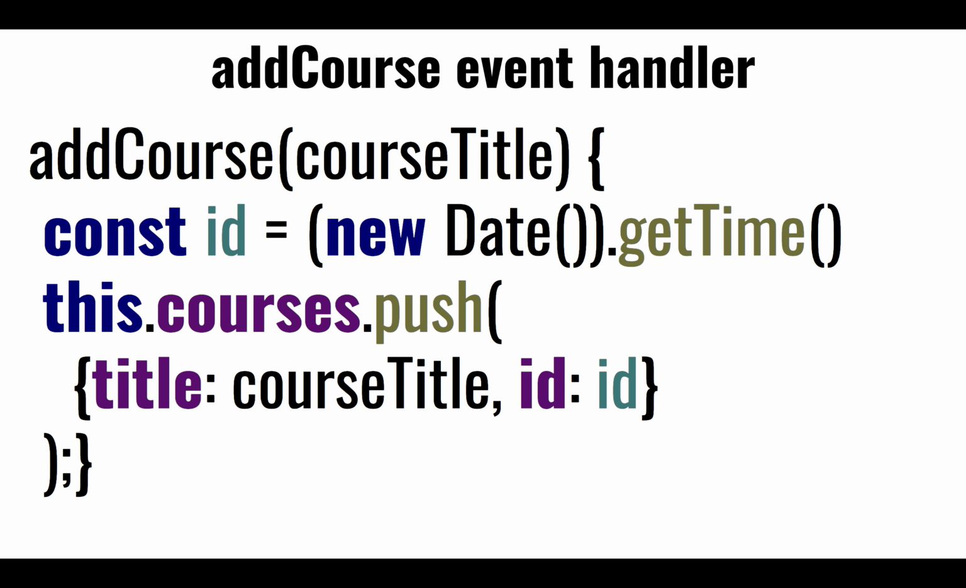It pushes it into the array, and that immediately tells the template that it needs to re-render. The template is keeping track of whatever happens to that array. If that array is touched and modified in any way, it'll cause a re-render of that list, of that template.